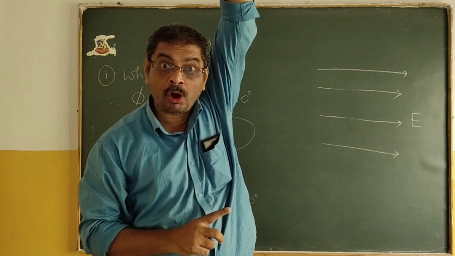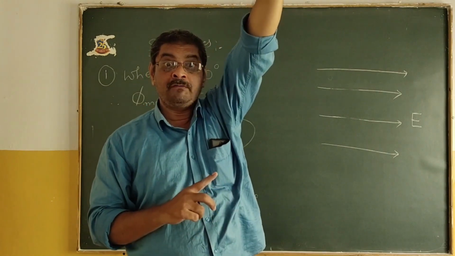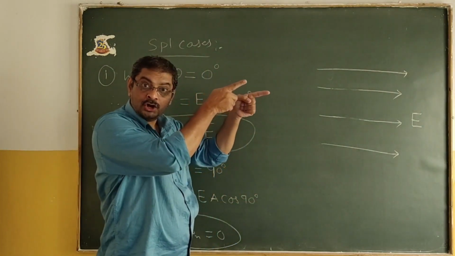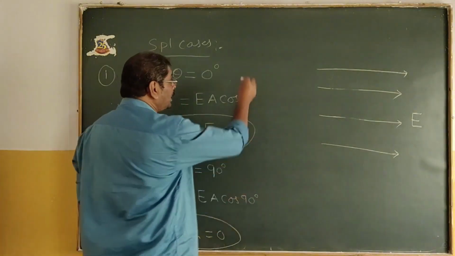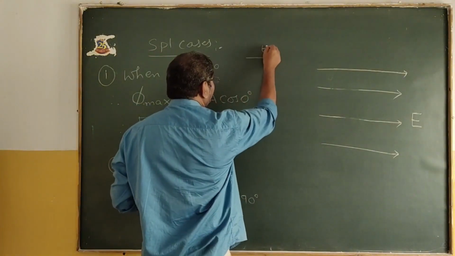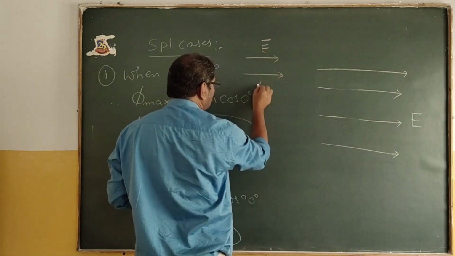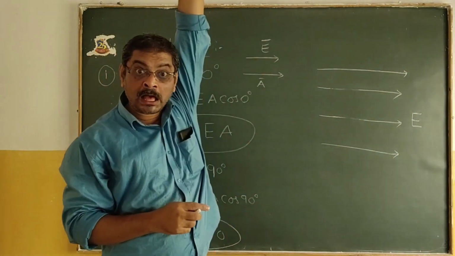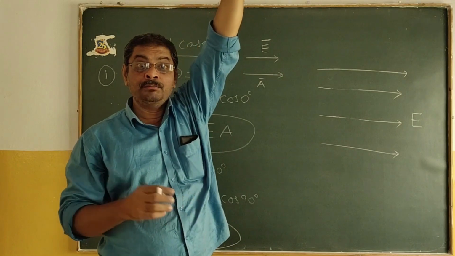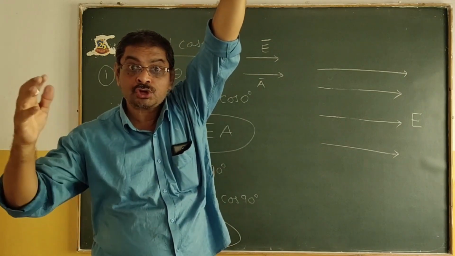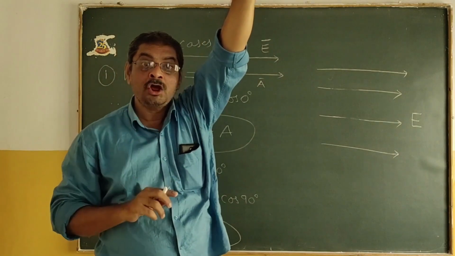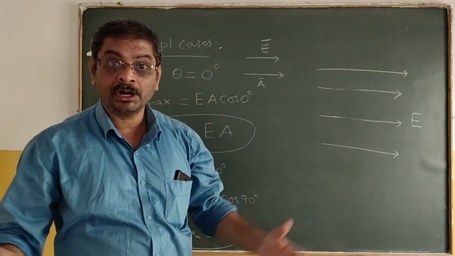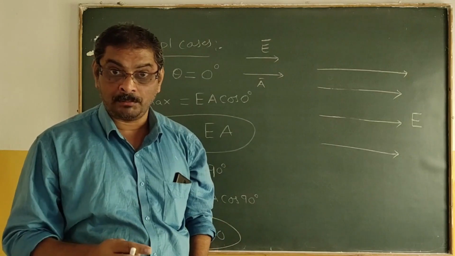Remember, whenever the field vector and the area vector are parallel to each other, then the angle between them will be 0 degree. So cos 0 degree will be equal to 1. That's the reason why the electric flux will become maximum.